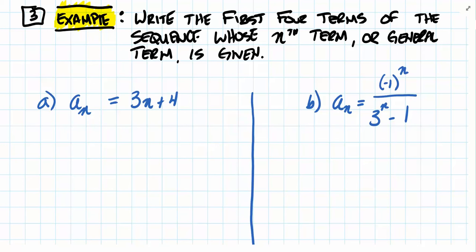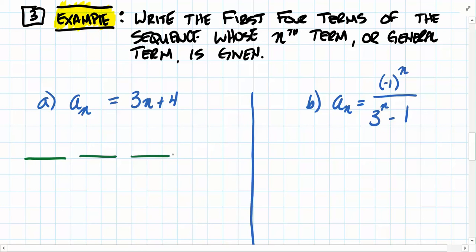It says write the first 4 terms of the sequence whose nth term or general term is given. So I've got 2 examples for you, A and B. A says that in general, a sub n, the sequence can be defined as 3 times the number n plus 4. So we're going to write out the first 4 terms, 1, 2, 3, and 4. So set yourself up for success here. A sub 1, A sub 2, A sub 3, and A sub 4.